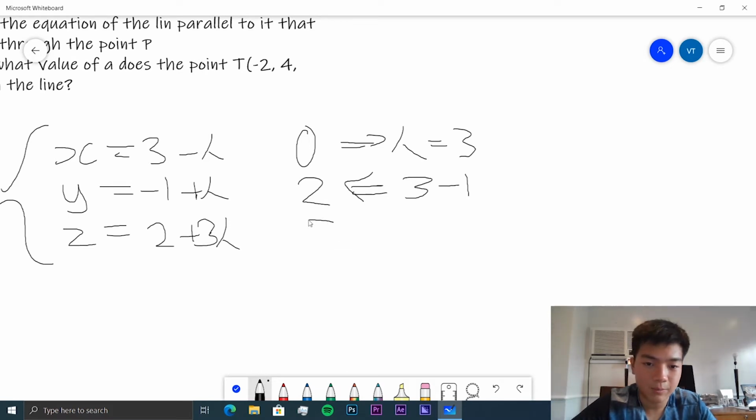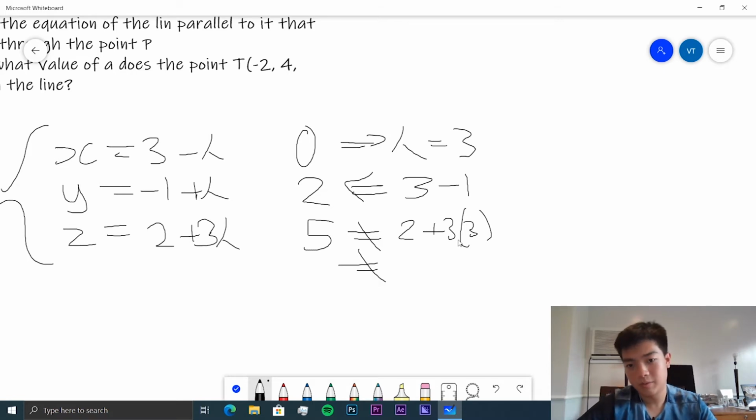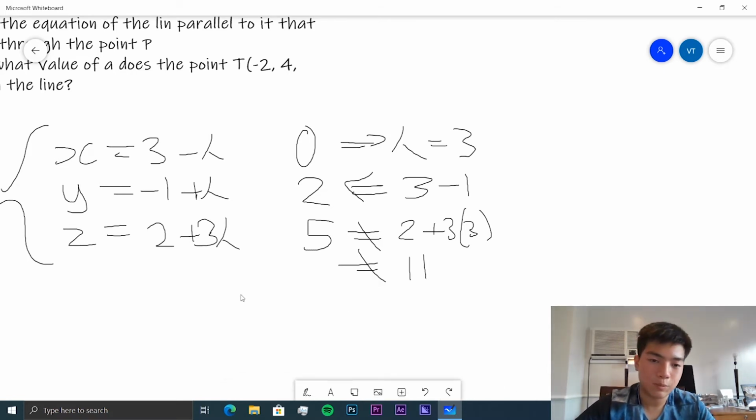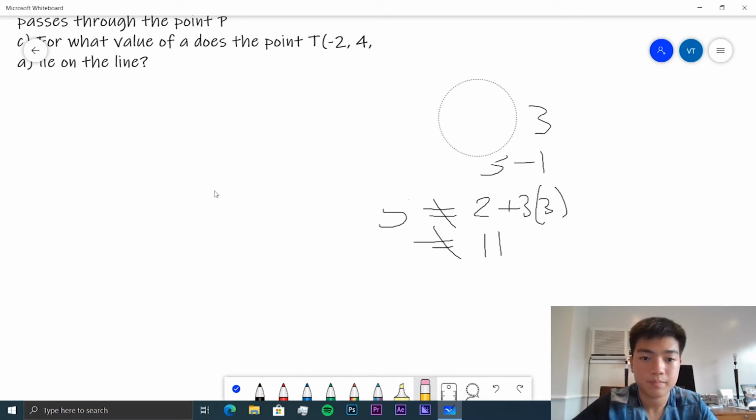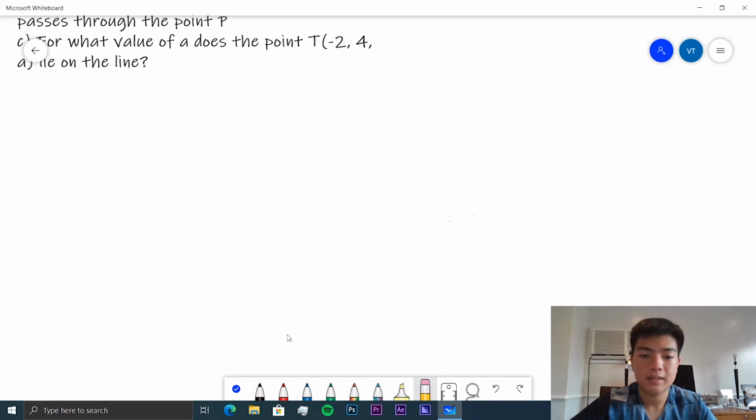But then for the last coordinate, 5 is not equal to 2 plus 3 times 3. It's not equal to 11. So therefore this point doesn't lie on the line since it doesn't satisfy these three equations. Okay, so that's number 1.